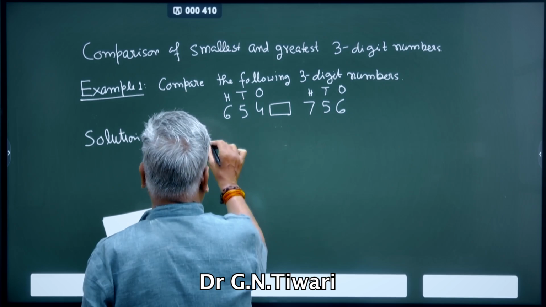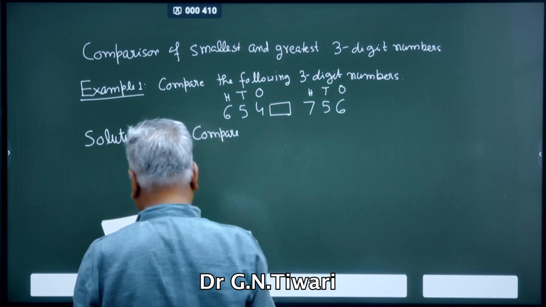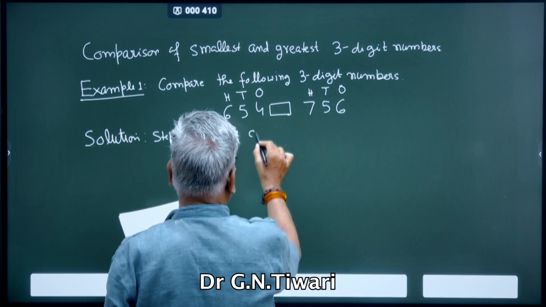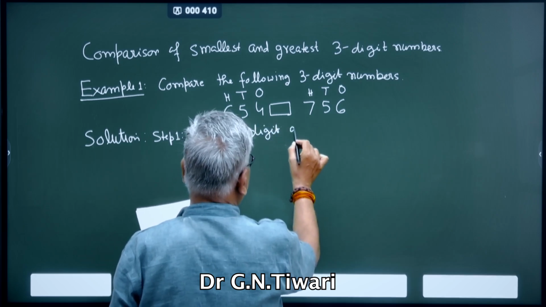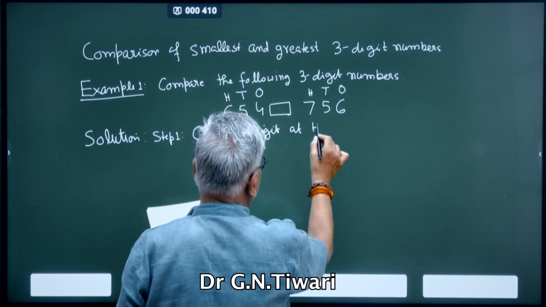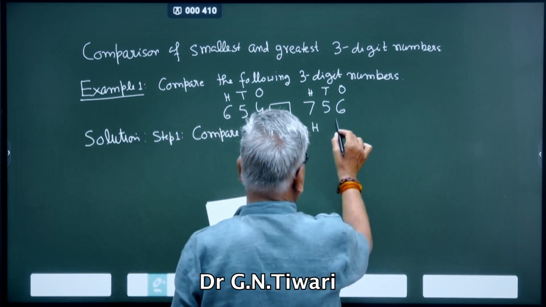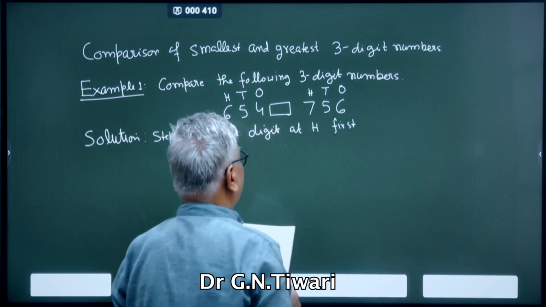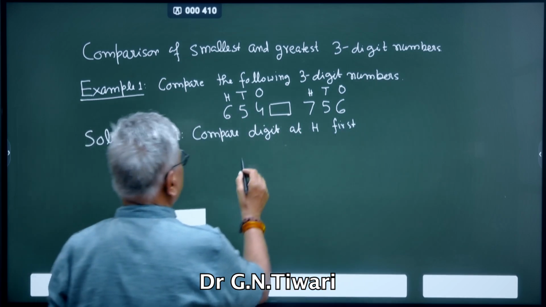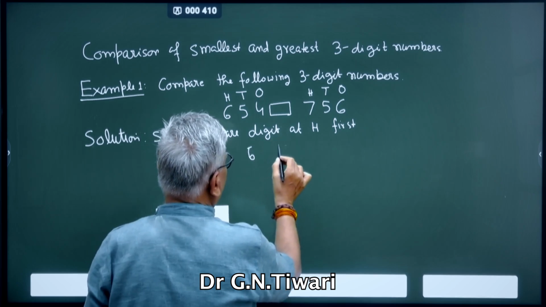Compare digit at H first. अब कैसे कंपेयर करेंगे? First write 6 and 7.